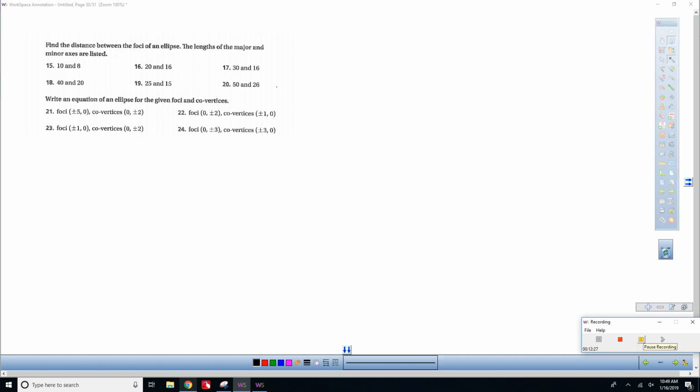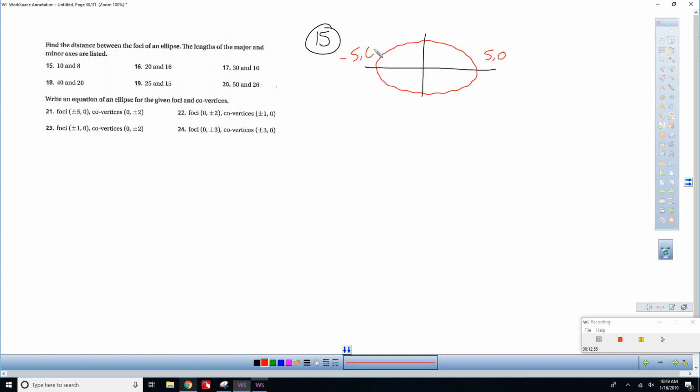Okay, let's try 15. Find the distance between the foci. The lengths of the major and minor axes are listed. I'm just going to sketch one here. Okay, so this would be like 5, comma 0, negative 5, comma 0, 0, comma 4, 0, comma negative 4. So, find the distance between the foci.